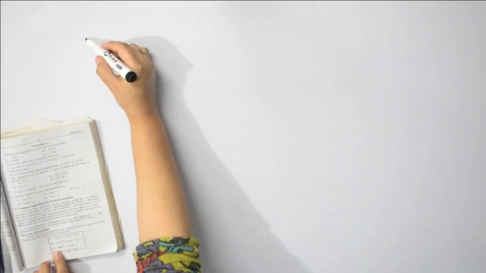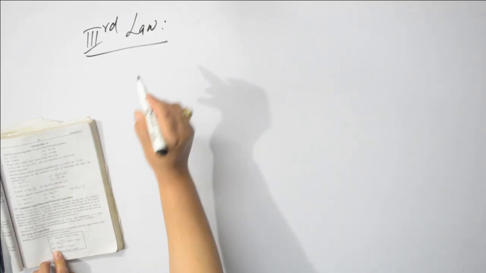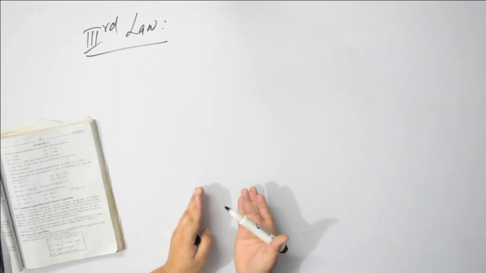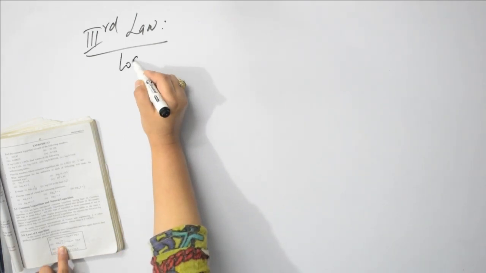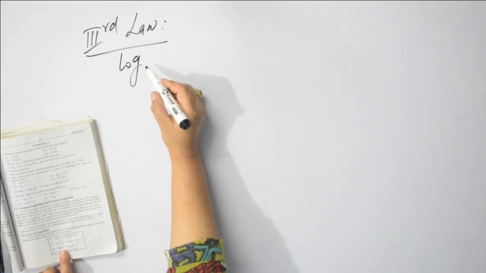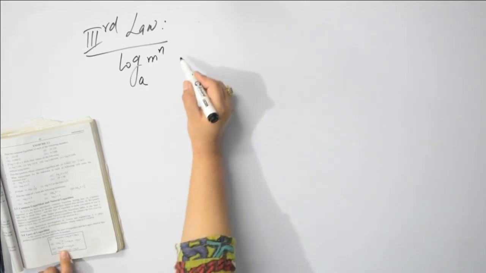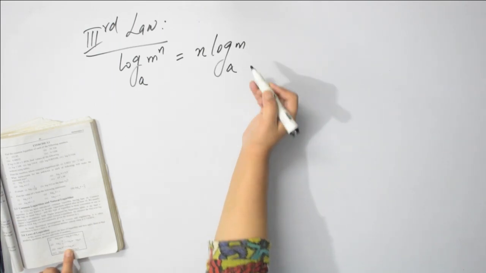Okay, now my third law. What is my third law? Third law is about powers. In maths there is multiplication, there is division, so powers also come with us. Log of m whole power n to the base a is equal to n log m to the base a.